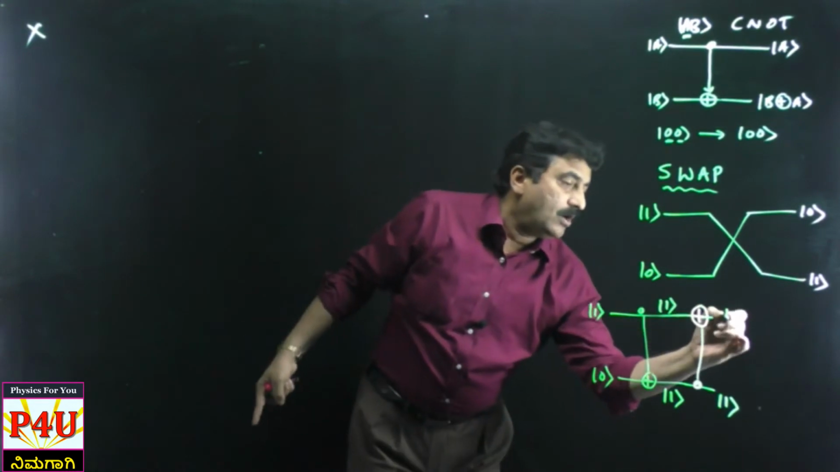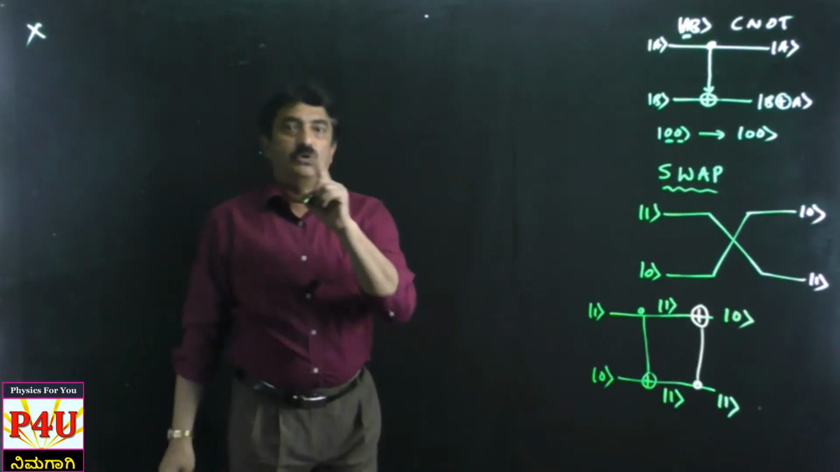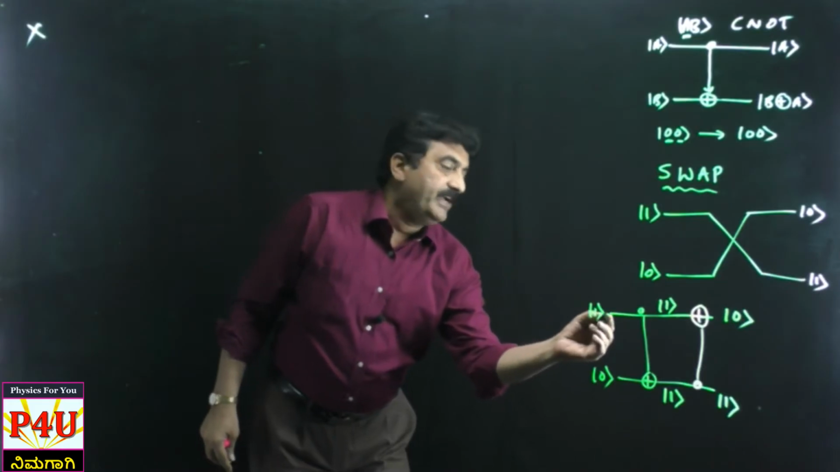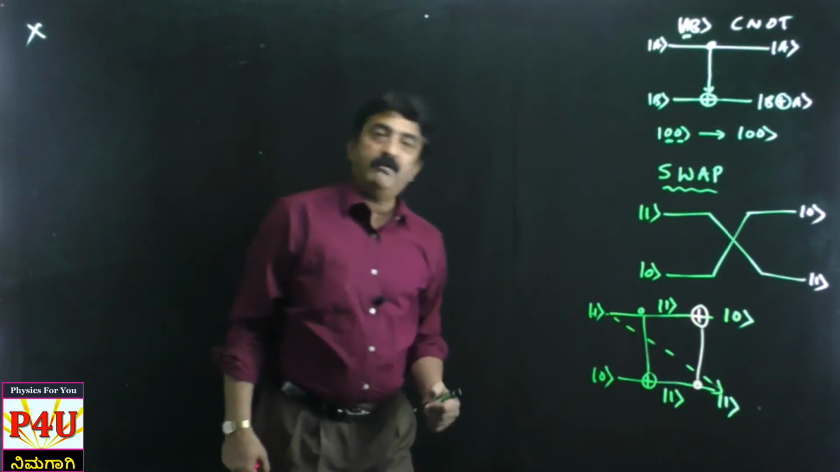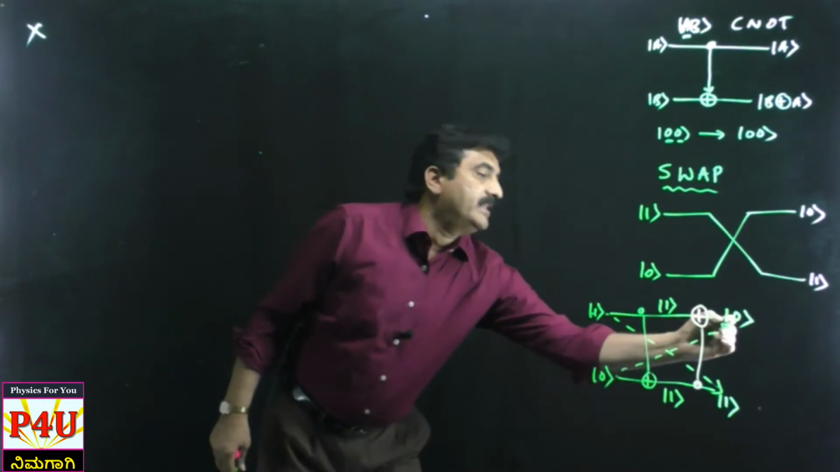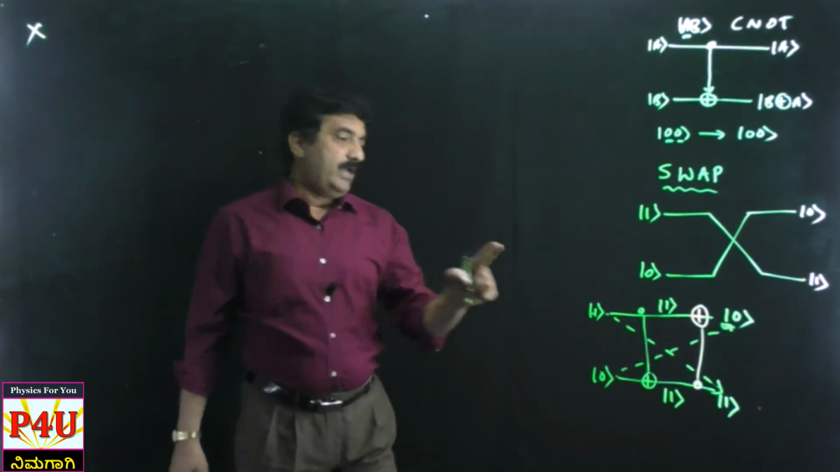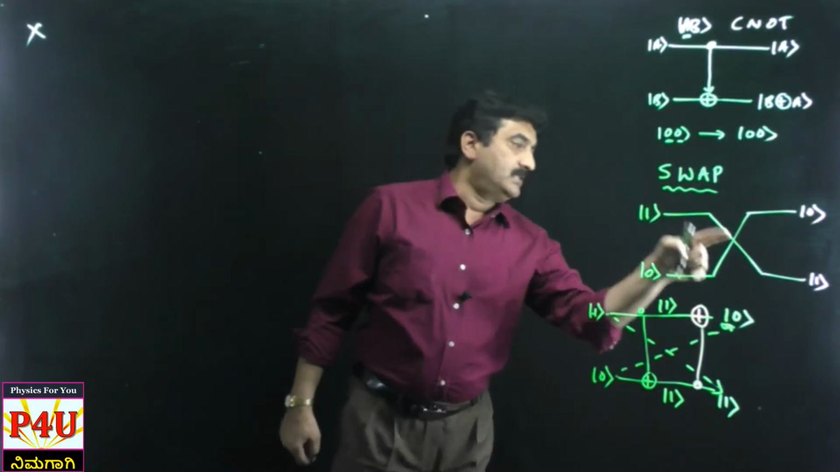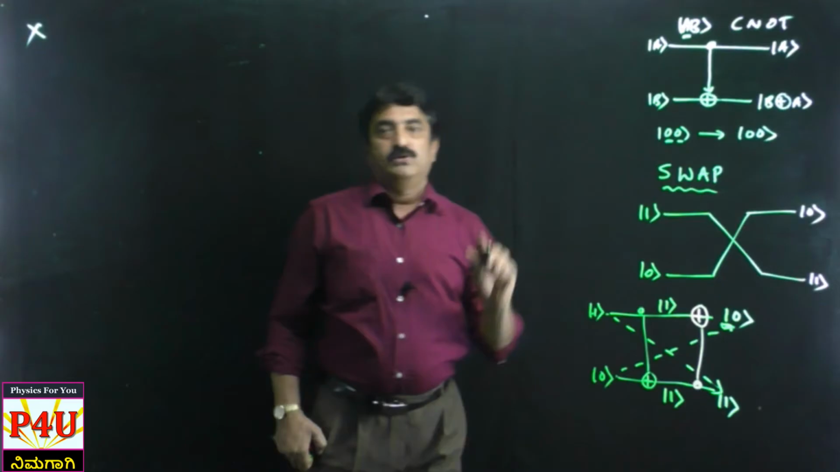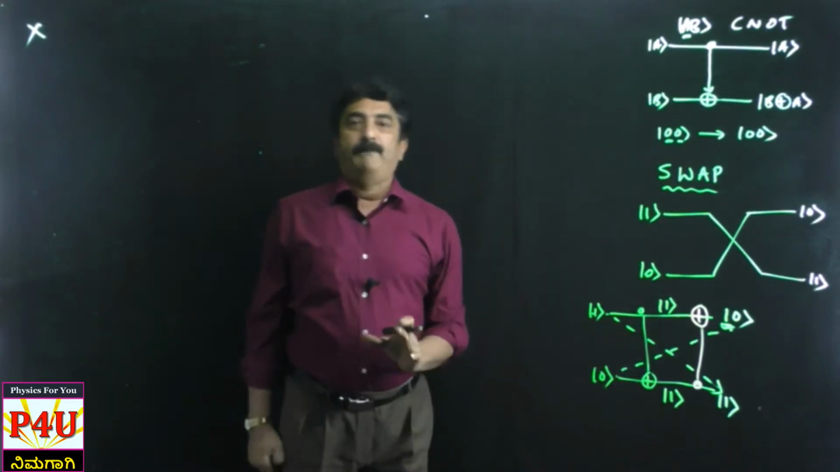So 1 now should become 0. Look at this. Earlier I had 1 in the control level, it is now in the target level. Earlier I had 0 in the target level, now it is in the control level. So 1 is now here, flip, and 0 is now here. Look at this, this is a swap gate.